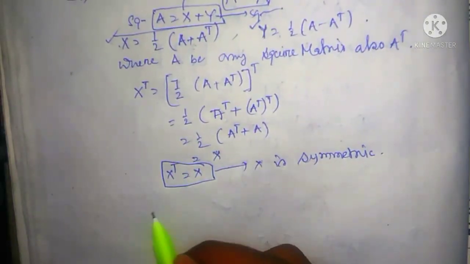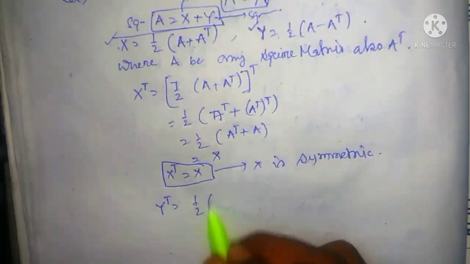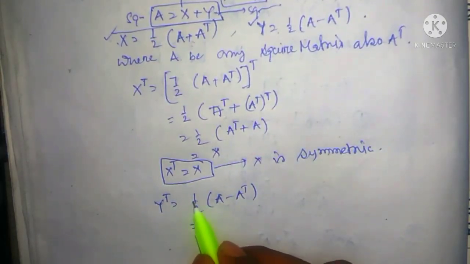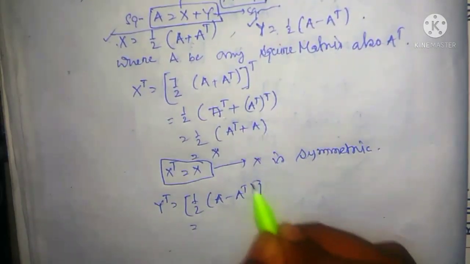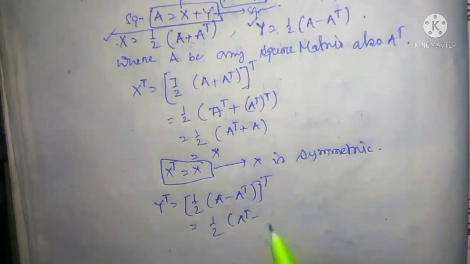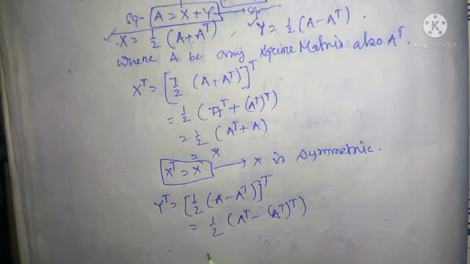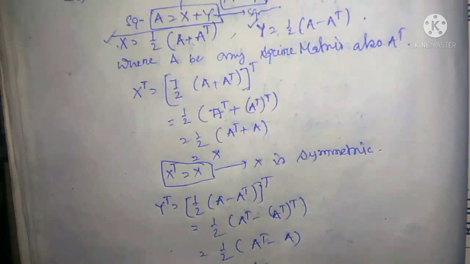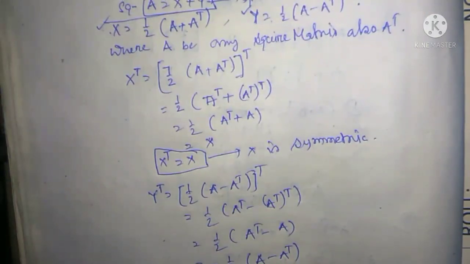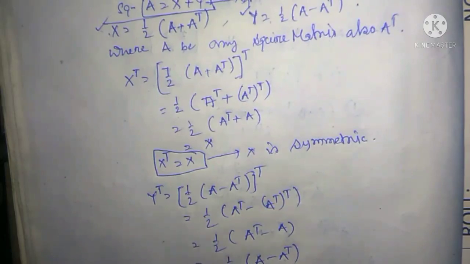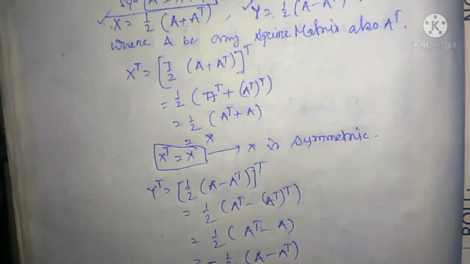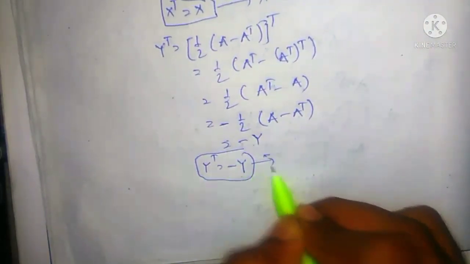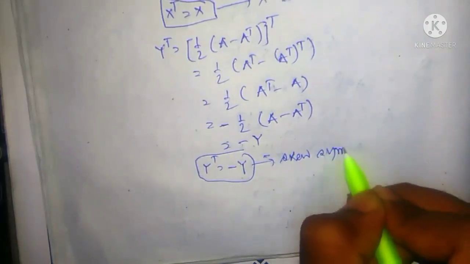And in a similar way, Y transpose equals half of A minus A transpose, whole transpose. So half of A transpose minus A transpose transpose, that equals half of A transpose minus A, which equals minus half of A minus A transpose, that is minus Y. So Y transpose equals minus Y. So this is a skew symmetric matrix.